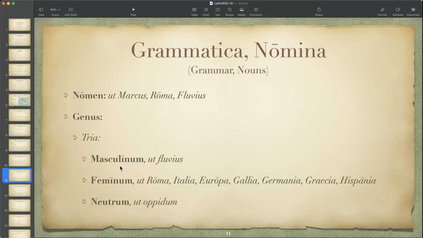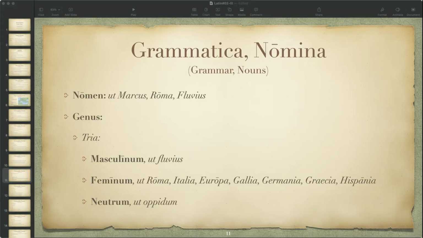So masculinum, one of the masculine nouns, is fluvius, all right? Feminum, there were lots of them: Roma, Italia, Europa, Gallia, Germanica, Grecia, Hispania, Syria, Asia, Africa, all those nouns that ended in A. Those were all feminine nouns. Michael, real quick, on the masculine, wouldn't Marcus be masculine? Yes. So anything ending in -us. That's right, and that's actually the next chart. And then we had neutrum, as in oppidum. I think oppidum is actually the next section, although it's in the reading.